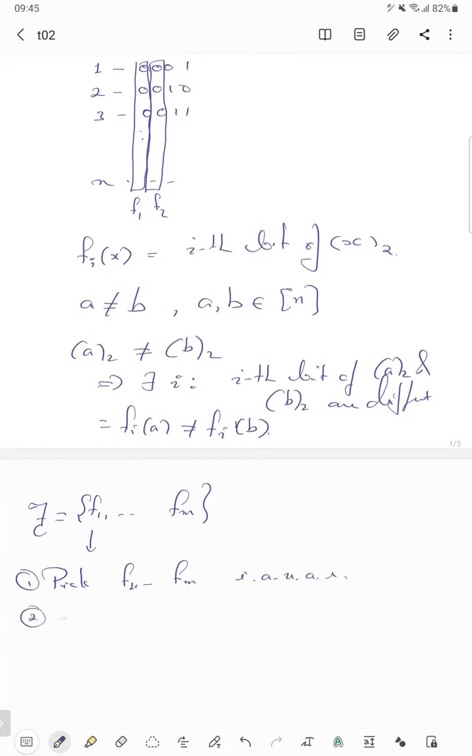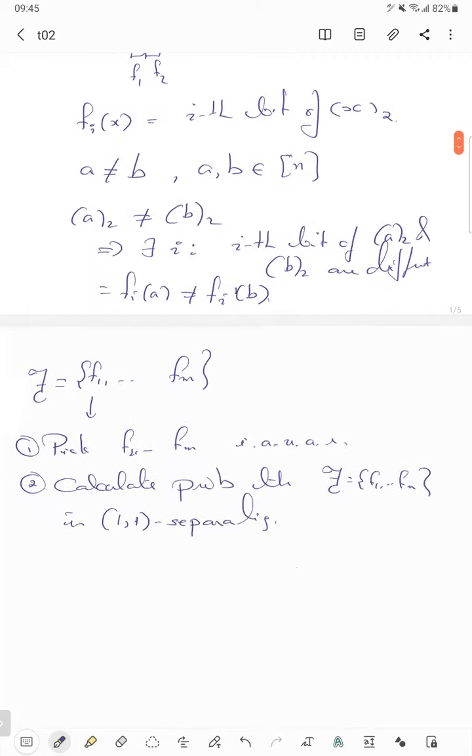Now analyze, calculate the probability that this family F equal to f1 to fm is 1-1 separating. Either we calculate this probability or its complement probability, right? And you will see that if you put some constant times log n, you can make the good probability greater than 0 or the bad probability less than 1. So I leave these details to you. That is how a probabilistic method will work.